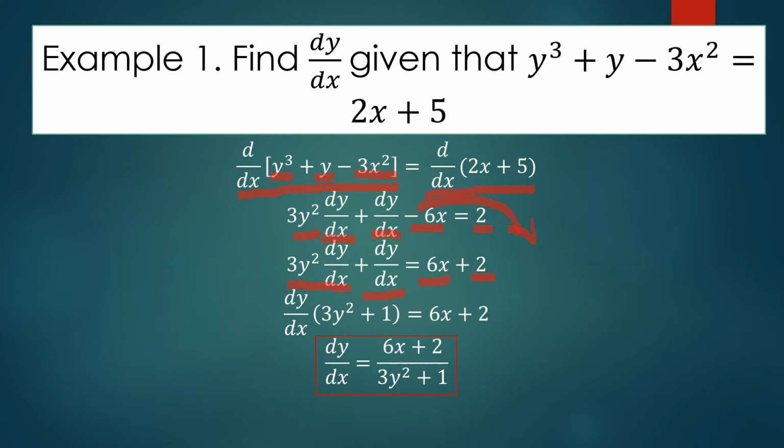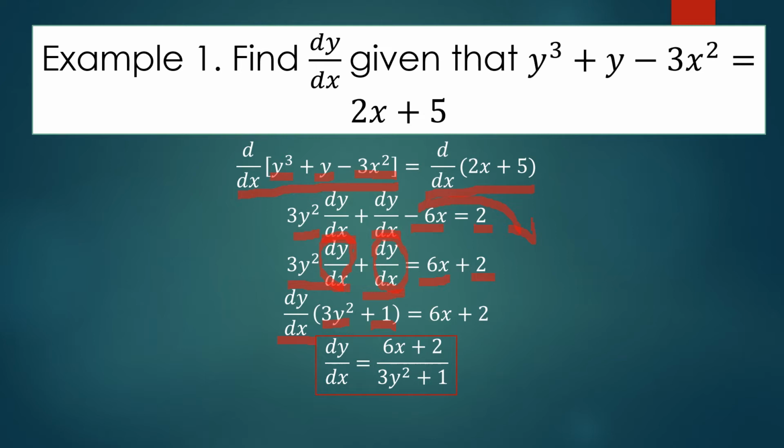For the next step is, on the left side of the equation, factor out dy over dx. As you can see, meron silang common factor na dy over dx. Okay, so i-isolate natin. So let us factor out. So we have dy over dx as the common factor. So we have 3y squared dy over dx divided by dy over dx. We have 3y squared. And dy over dx over dy over dx is equal to 1. So is equal to, bring down 6x plus 2.